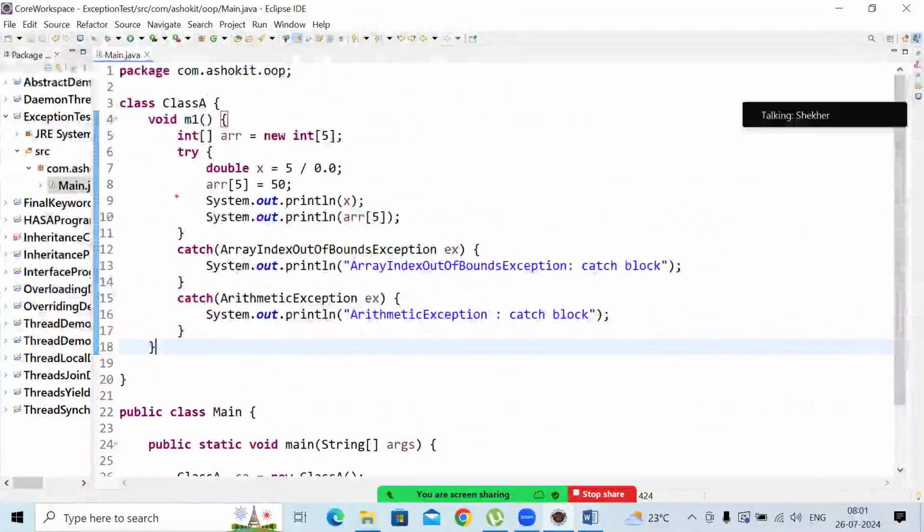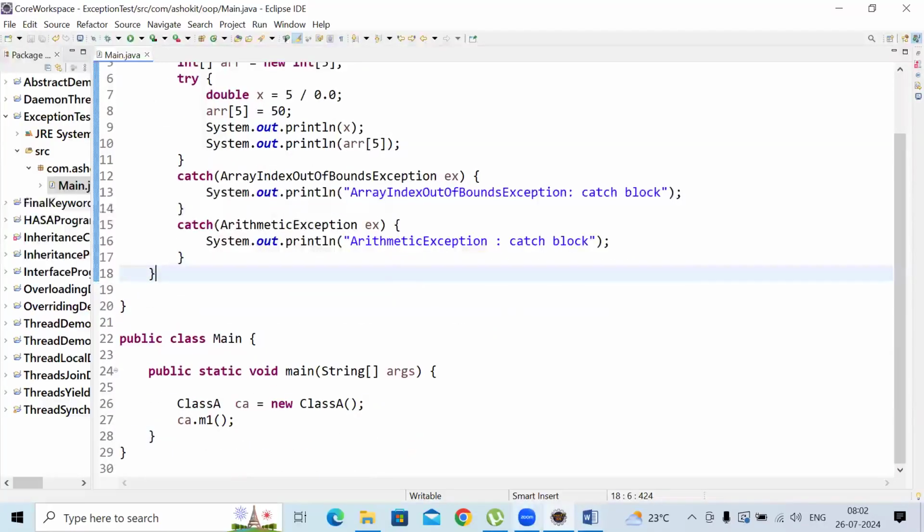If an exception occurs at line number 8, where does control jump? It directly goes to the catch block, the nearest catch block. What about the below statements? The below statements will not get executed. That's why you are not getting any output. Yes. Okay, sir. Got it.